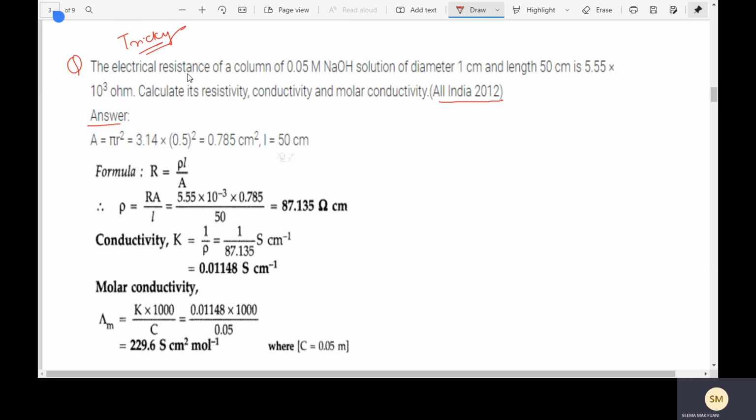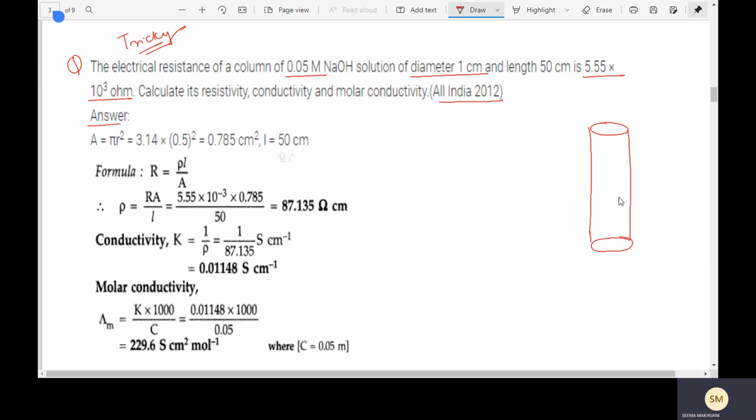The electrical resistance of a column of concentration NaOH is given. The resistance value is 5.55 × 10^3 ohms. The diameter of the column is 1 centimeter. इसका मतलब बेटा आपका कॉलम कुछ ऐसा होगा.